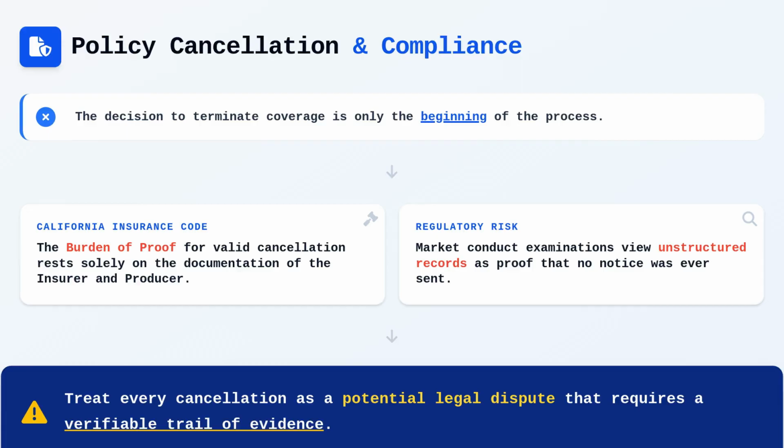If a dispute arises, or if the Department of Insurance conducts a market conduct examination, the absence of clean, structured records is legally equivalent to having never sent the cancellation notice at all. This means you must treat every cancellation as a potential legal dispute that requires a verifiable trail of evidence.